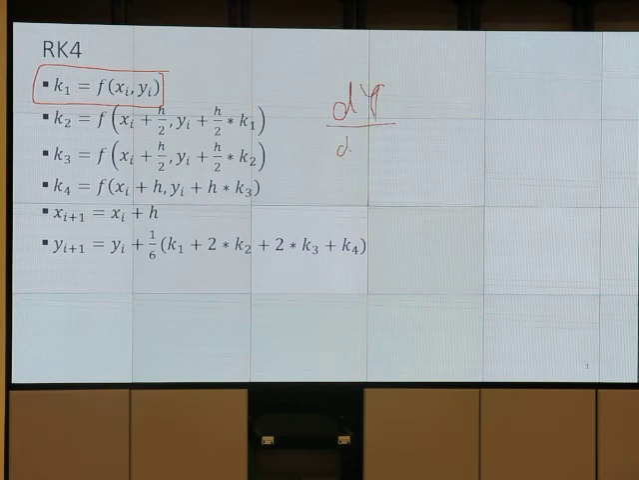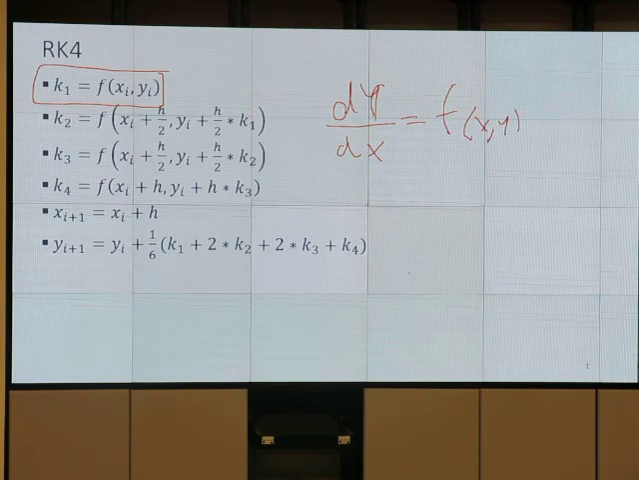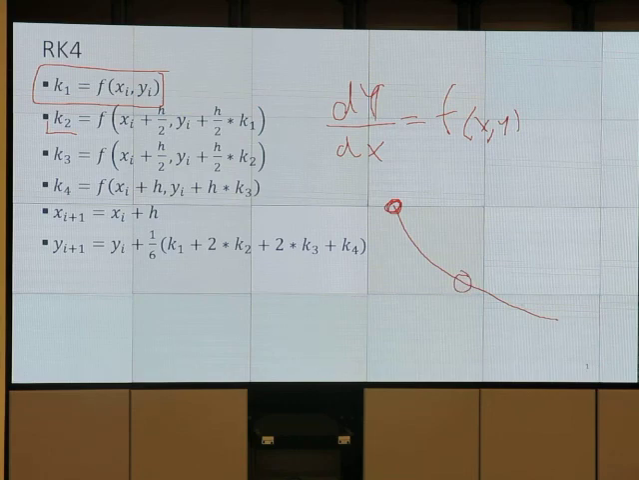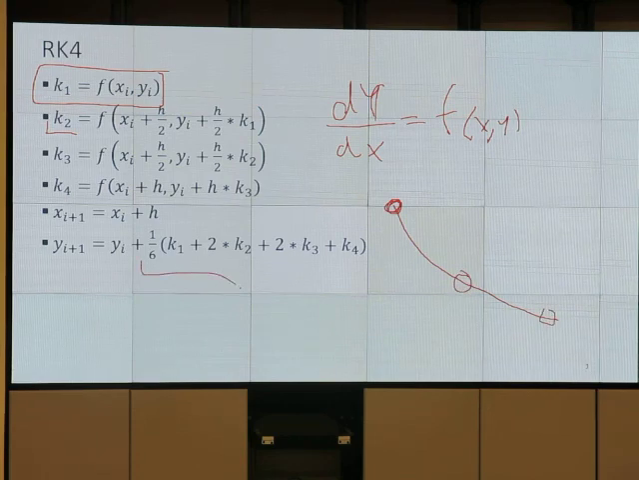dy/dx equals a function of x and y. Okay, I have that. So this means I have a function. If I know the slope at the current point, I get k1. k1 is the slope at the current point. So look at k2. This is the average slope approach. Intuitively, I calculate the slope at the first point, the slope at the middle, and the slope at the end, and average them like this: 1 over 6, with weights 1, 2, 2, 1 for each slope.